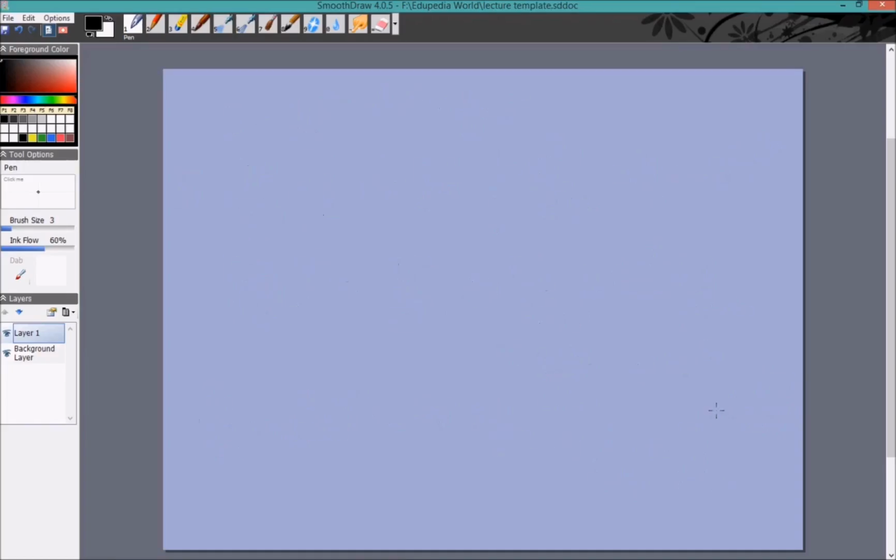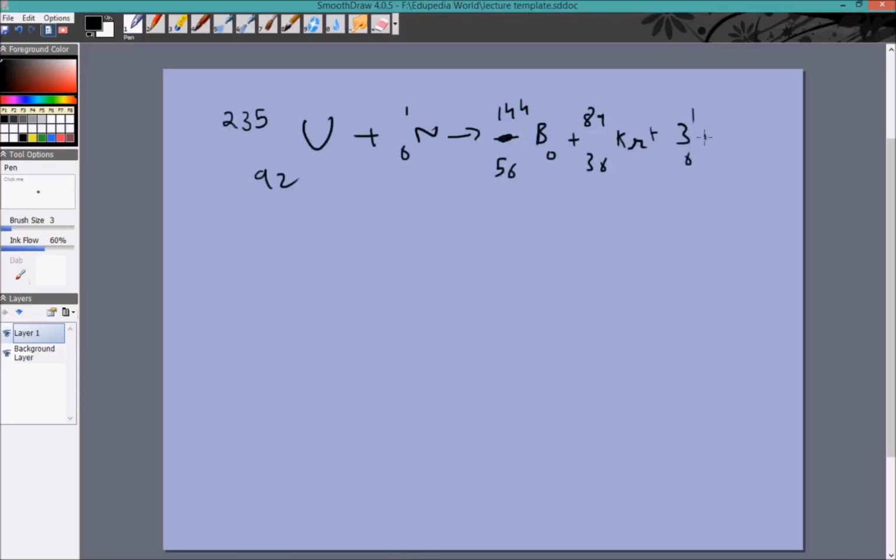So let me just write down the relevant equations. You need to remember the most important of these equations, that is uranium-235 fission. The equation for that is 235U plus 1 0 neutron. A neutron bombards this and this becomes 144 56 barium plus 89 36 krypton plus 3 neutrons plus gamma rays.